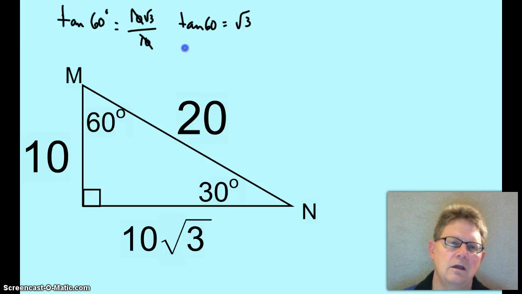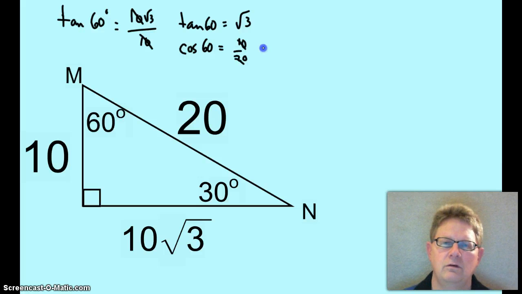How about the cosine of 60? That would be adjacent over hypotenuse, 10 over 20. That reduces down to 1/2. And how about the sine of 60? That would be opposite over hypotenuse, 10 root 3 over 20. Reduce the 10 over 20, and it would be root 3 over 2.